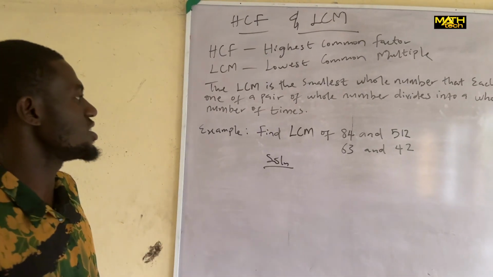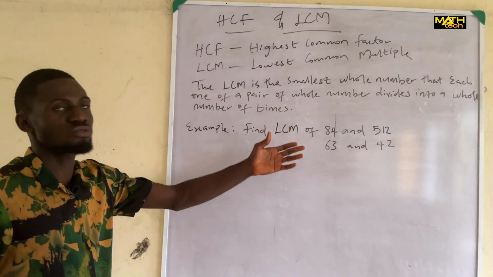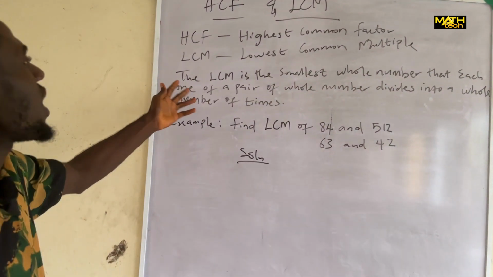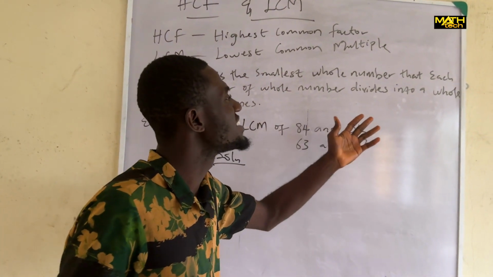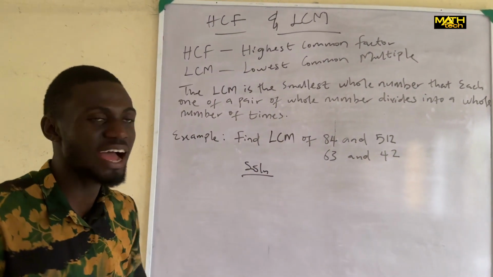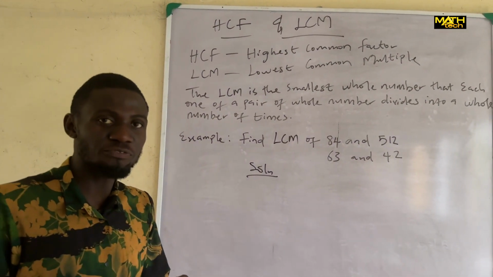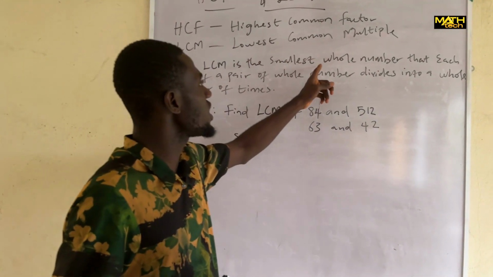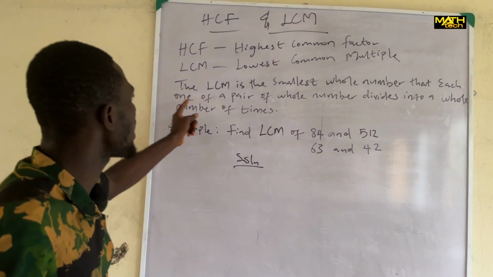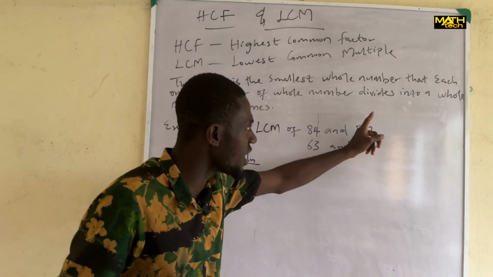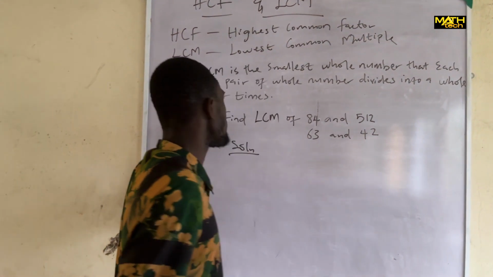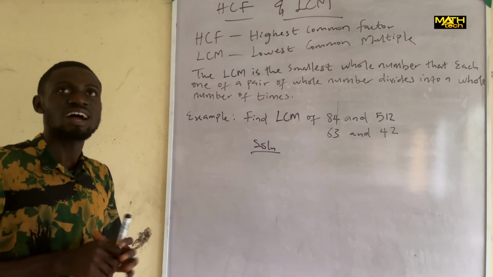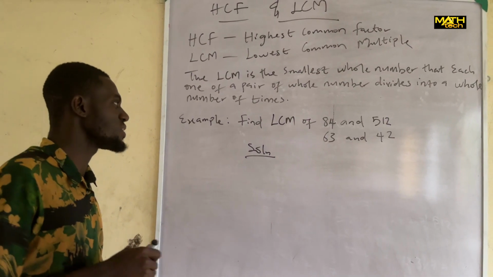Now we'll be talking about the LCM, solving the same examples under the LCM. The LCM is the smallest whole number that each one of a pair of whole numbers divides into a whole number of times. A bit confusing, but you have to understand it. Now let's go to the example, and from the example, I guess you will understand it better.